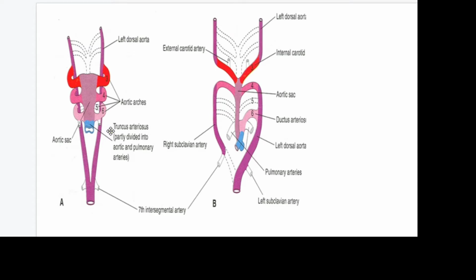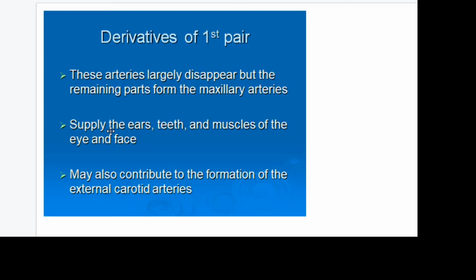The fourth aortic arch on the right gives rise to the subclavian artery, and on the left side, it gives rise to the arch of aorta. The fifth aortic arch degenerates on both sides, and the sixth aortic arch gives rise to the pulmonary arteries on the right and the left side. The details we'll be doing in the coming slides.